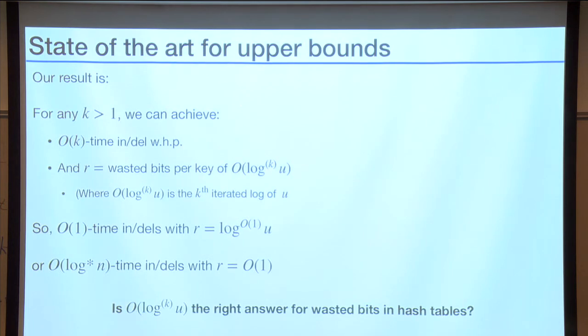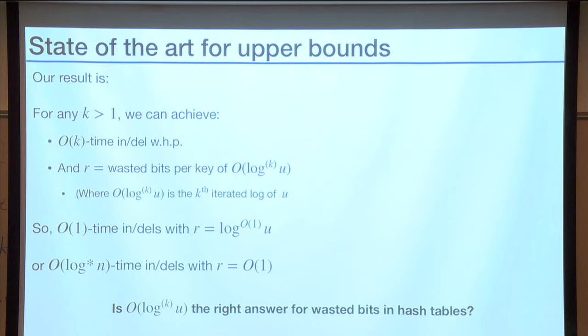And in fact, it turns out we can actually establish a much, much tighter upper bound. So our result is that for any k at least 1, we can achieve big O of k time insertion and deletion with high probability. So our hash table has operations of insertions and deletions that are big O of k time with high probability. And the number of wasted bits per key is only big O of the kth iterated log of u.